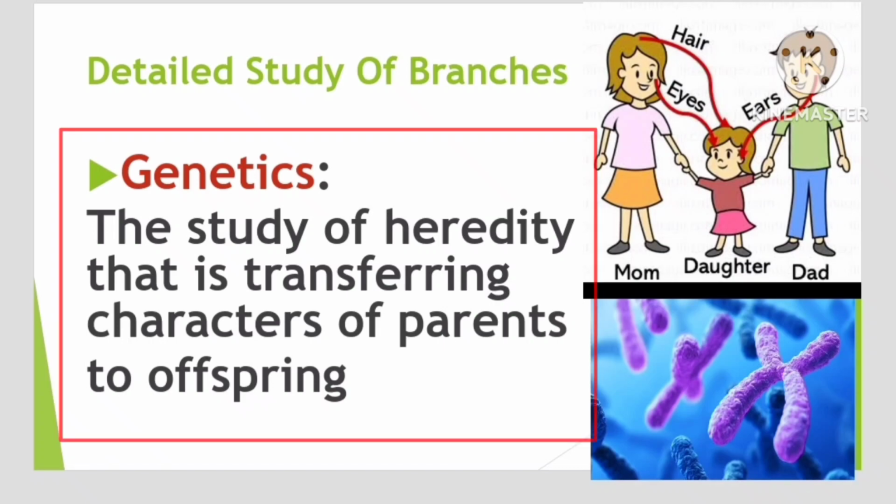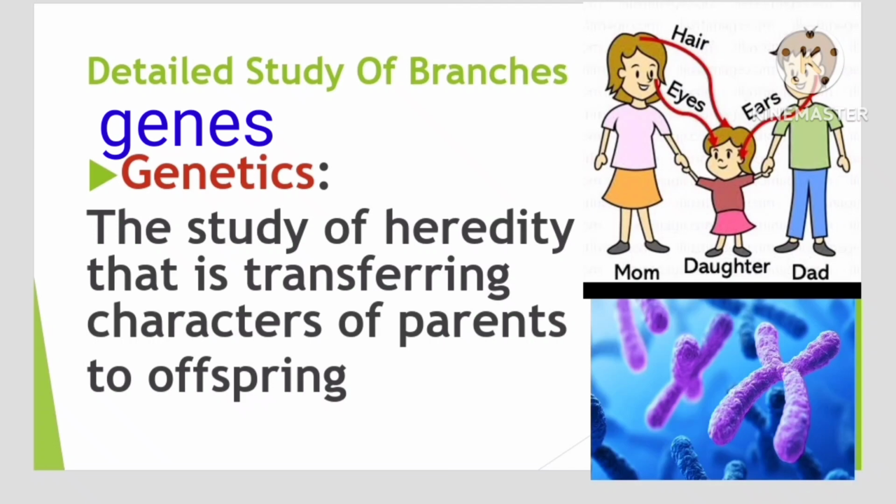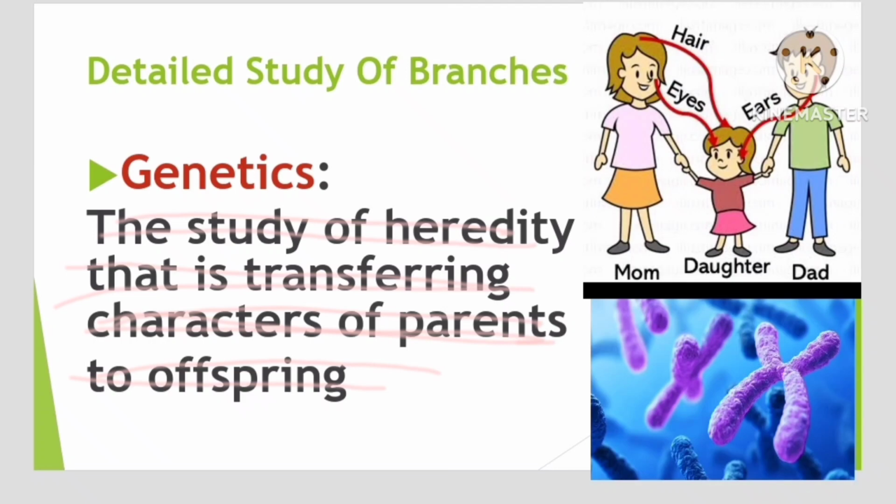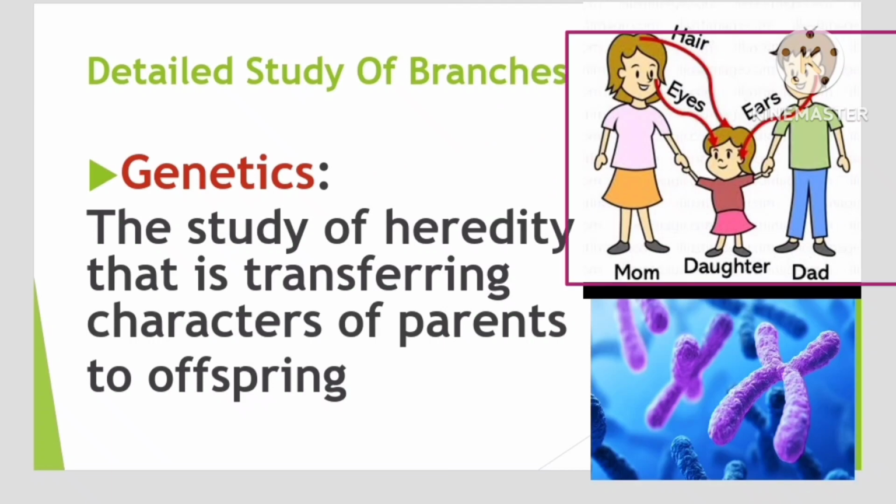Next branch is called genetics. Genetics is derived from a Greek word genus, which means the origin. The study of heredity, that is transferring of characters from parents to offspring, is called genetics. In this branch we study what will be the color of eye, what will be the hair texture of offspring. All this information of characters is received from parents. As you can see in the picture, the offspring has received the hair and eye color from her mother.